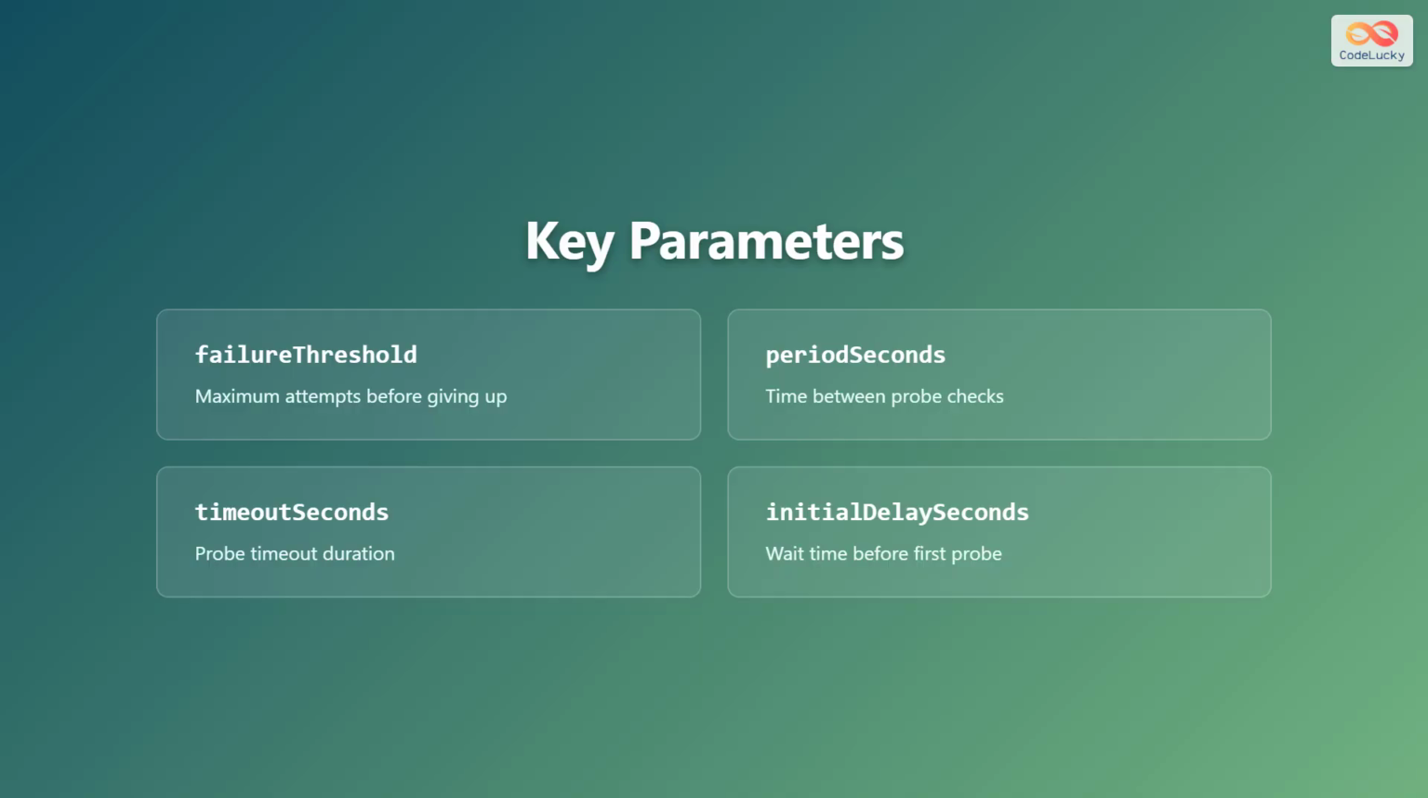Startup probes use 4 key parameters. Failure threshold defines the maximum number of probe attempts before Kubernetes gives up and restarts the container. Period seconds sets the interval between consecutive probe checks. Timeout seconds specifies how long to wait for each probe response. Initial delay seconds adds an optional wait period before the first probe attempt begins.